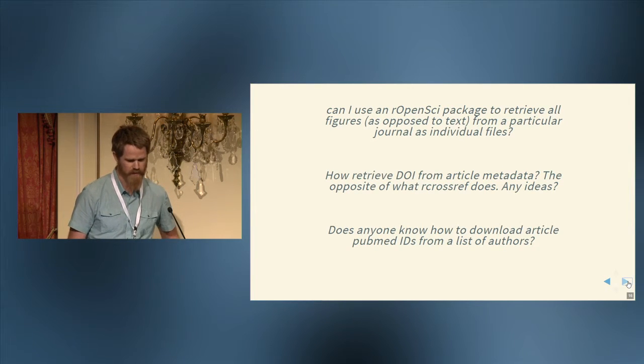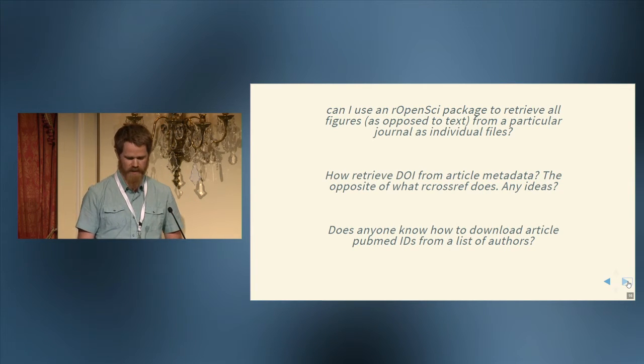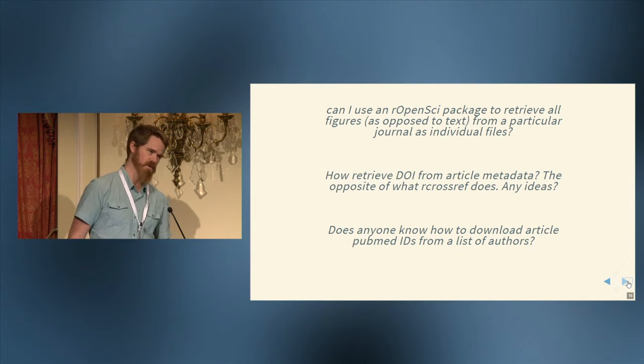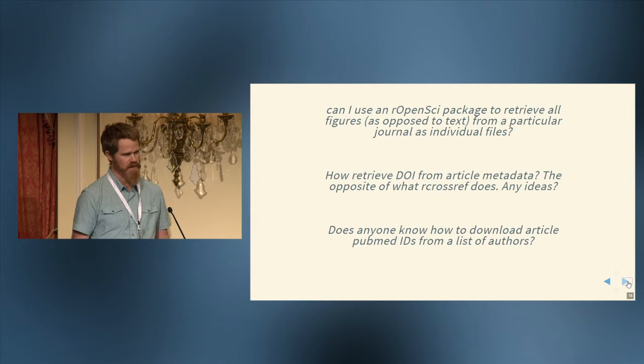How do we retrieve a DOI from article metadata? So the opposite of what R Crossref does. Any ideas? I think they have a bunch of metadata, and I'm not sure what exactly they were trying to do, but I think we followed up and sorted it out for them. Does anyone know how to download article PubMed IDs from a list of authors? This was something asked yesterday, and I tried to sort it out for them. So we take the authors, go to ORCID, find works that they've worked on, and then go to Crossref, and then I think there was another NCBI API involved in there as well.